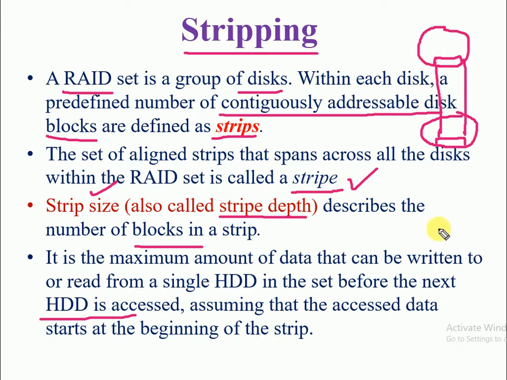It is part of the entire drive. Now when the next access arrives, it can be accessed from the next strip, assuming that the access data starts at the beginning of the strip. So access data starts from here, ends at here. Similarly, at a time the other disk can also have access to the same strip.